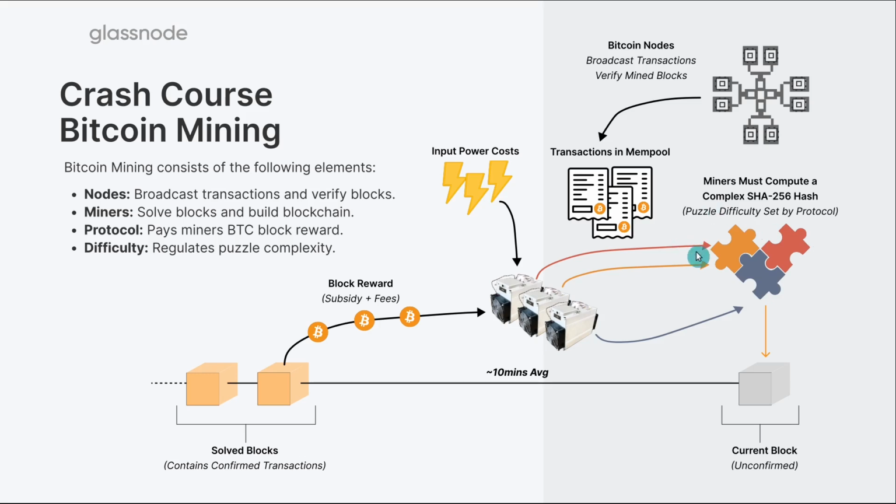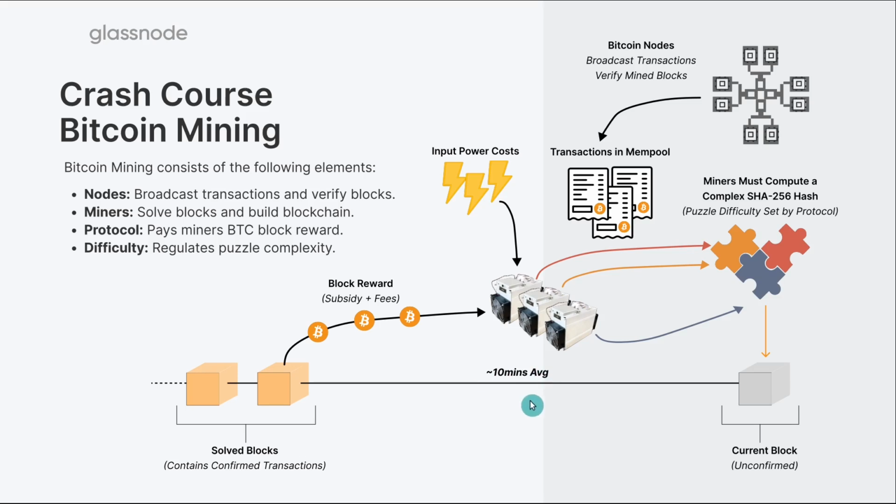And each one of these miners is trying to find the answer to this puzzle, because the one that does solve it is able to put their selection of transactions into a block, get paid the block subsidy and the fees. And the moment that happens, when this block is confirmed, all those transactions go into it, they become this last orange block here, and the process repeats.